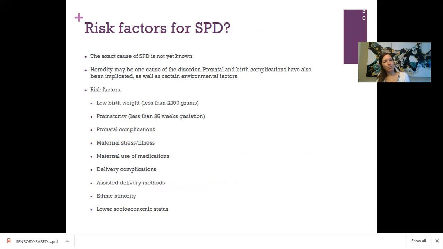Risk factors for sensory processing disorder. We do not know what is causing this. Heredity may be one cause of the disorder, along with prenatal birth complications, and possibly environmental factors. We do know, just based on correlation, that low birth weight, prematurity, prenatal complications, maternal stress and illness, maternal use of medications, delivery complications, and assisted delivery methods, and for some reason, being an ethnic minority and lower socioeconomic status, are correlated with SPD. So they are not necessarily causing it, but they're risk factors.